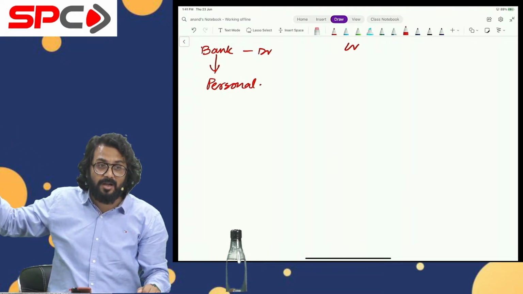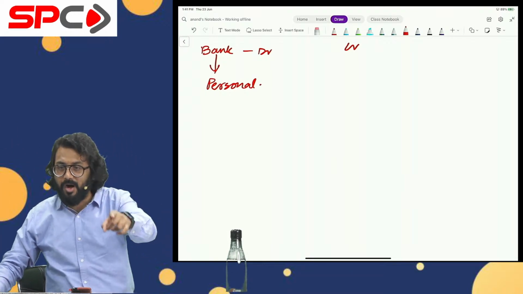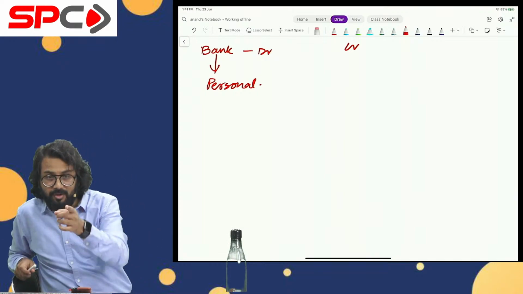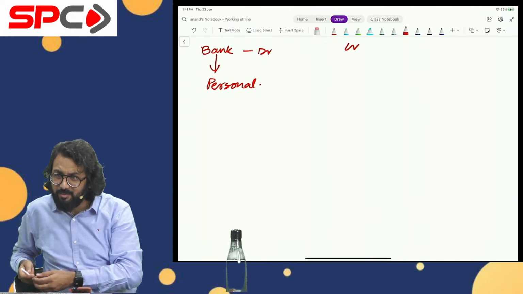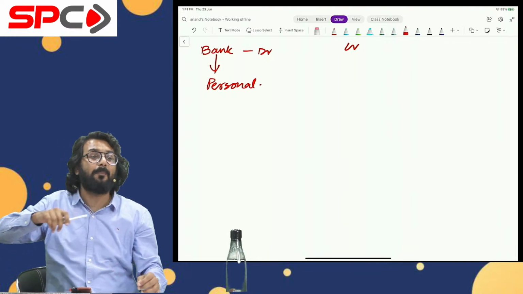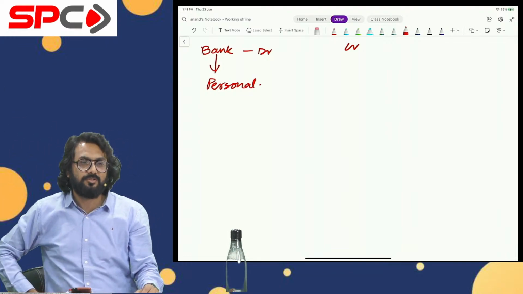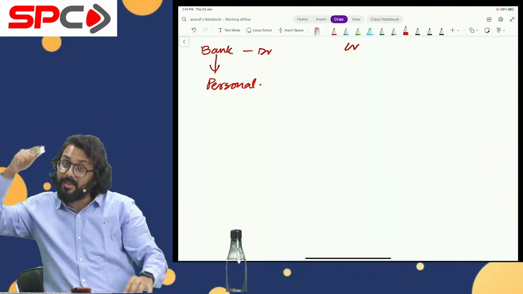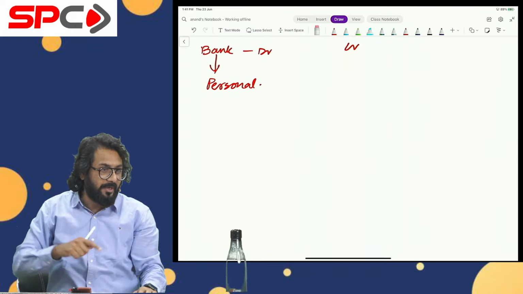For them it is what? Liability. For you it is what? Asset. Yes or no? So they will not make entry in your books. Come on. Will they make entry in your books? No. So they are talking about what happened in their books. Yes or no? So whatever you study in the bank statement, credited, debited, they are talking from their point of view. Is that okay? So don't compare it here.